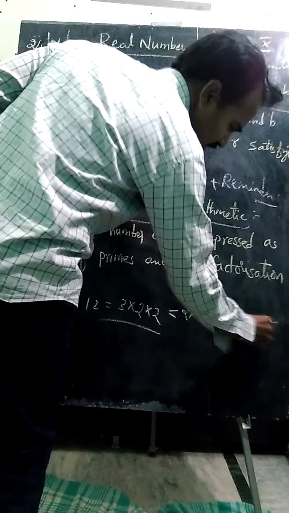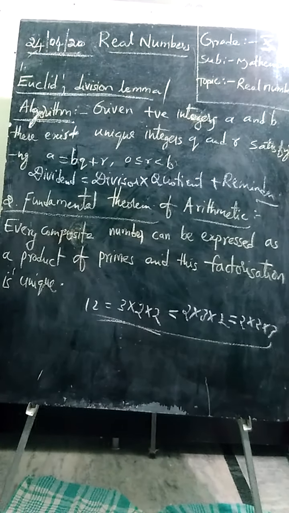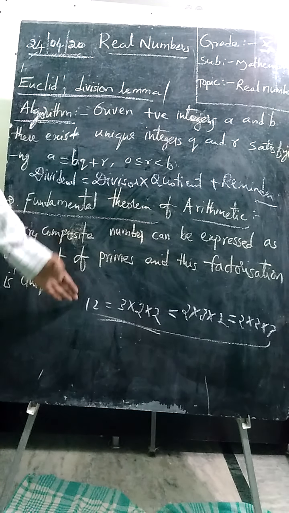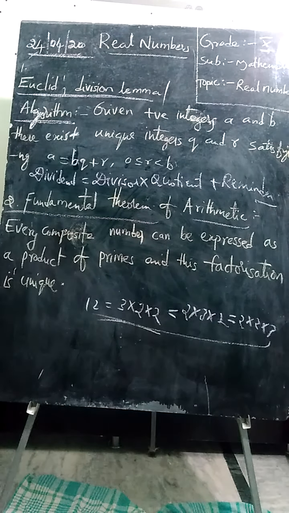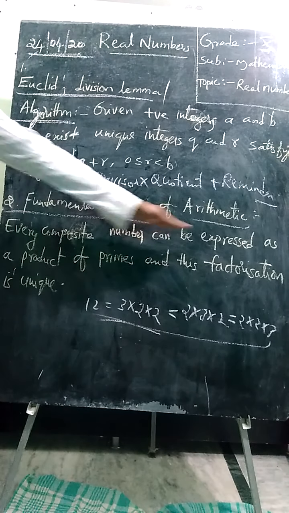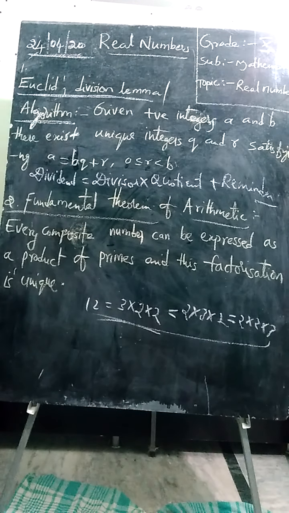So this is called the fundamental theorem of arithmetic. We can write any composite number as a product of primes in a unique way. The order may change, but the prime numbers whatever exist don't change. So from this we can conclude that any composite number can be written as a product of primes in a unique way. Once again I am repeating, students.